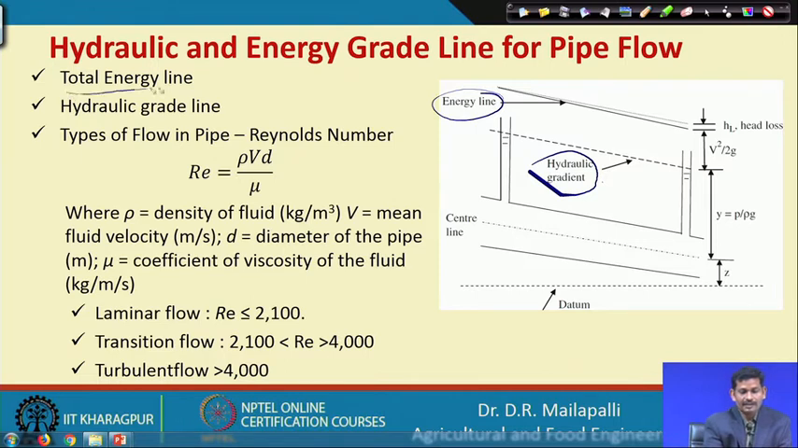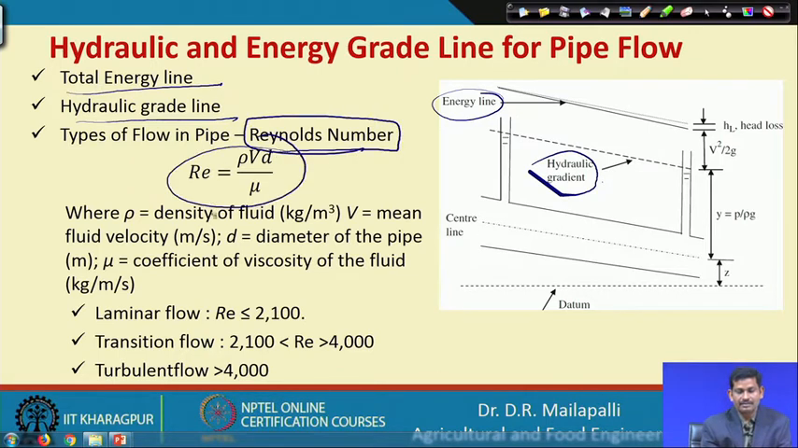The total energy line, which is the hydraulic gradient line, and types of flow in pipes: Reynolds number is very important, which is defined as rho V d by mu, where rho is the density of the fluid, V is the mean velocity, d is the diameter of the pipe, and mu is the coefficient of viscosity of the fluid.